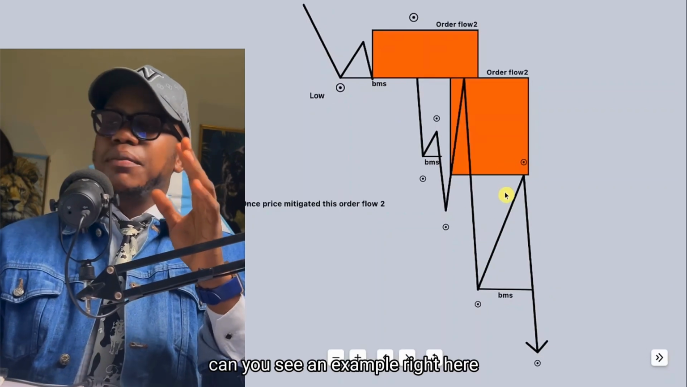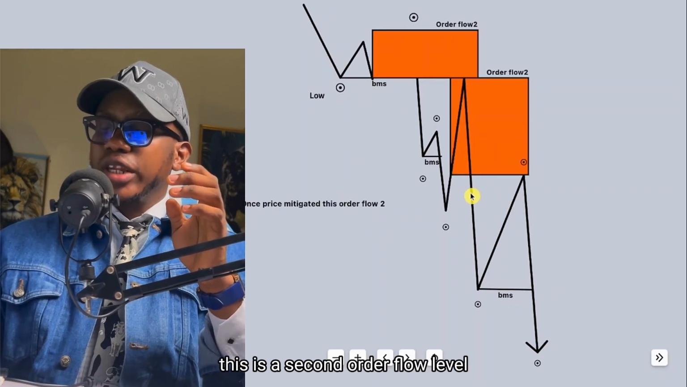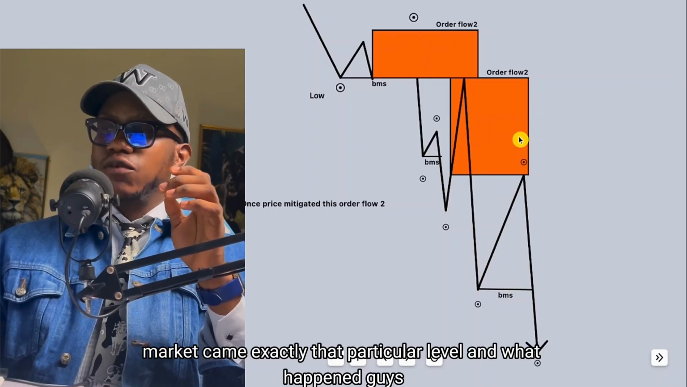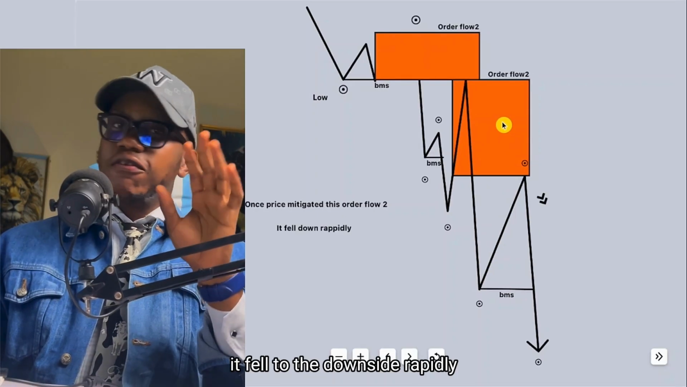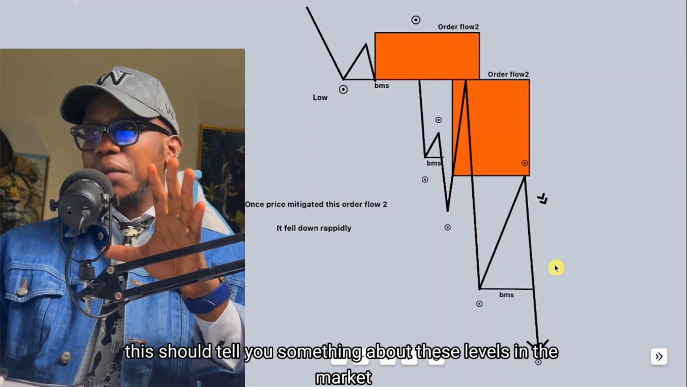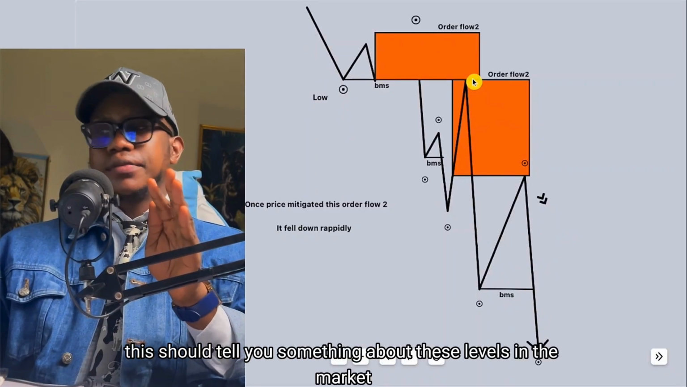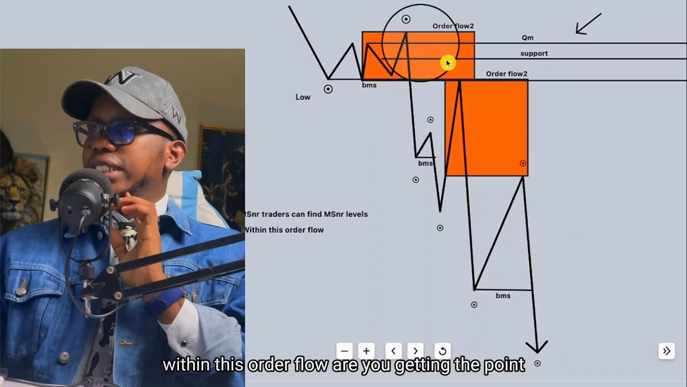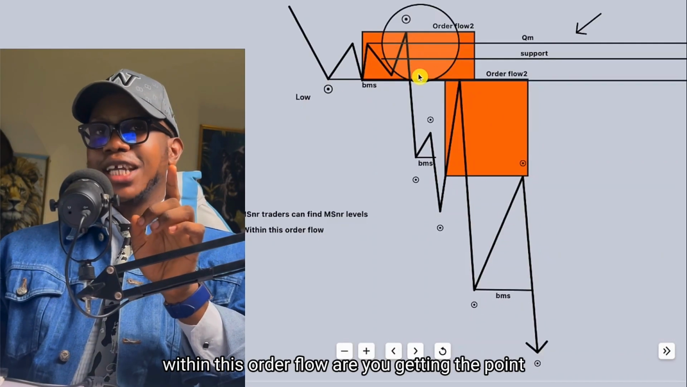Can you see another example right here? This is the second order flow level. The market came exactly to that particular level, and what happened, guys? It fell to the downside rapidly. This should tell you something about these levels in the market. It's not only MSNR traders who can find MSNR levels within this order flow. Are you getting the point?